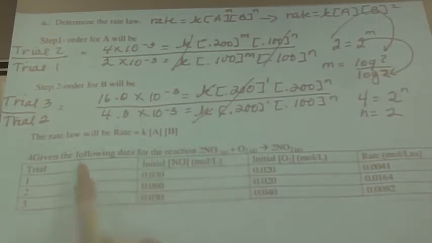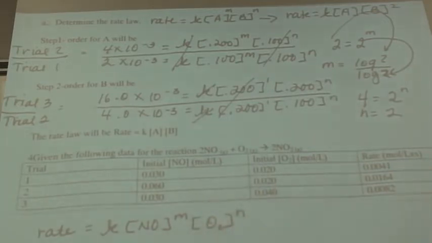We have the following data. 2NO plus O2 yields 2NO2. The general form of the rate law would be rate is equal to K times NO raised to some power times O2 raised to some power. Our job is to figure out first what these are and then to go solve for K.